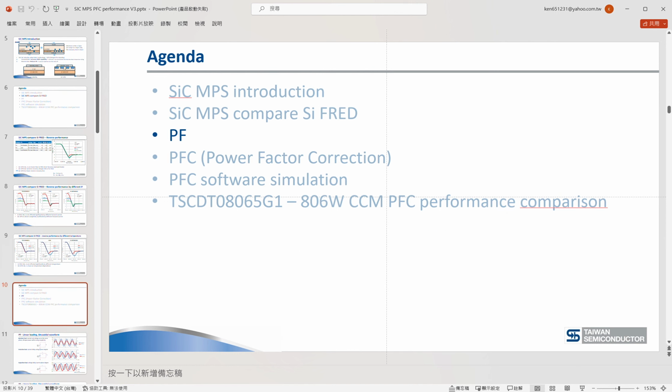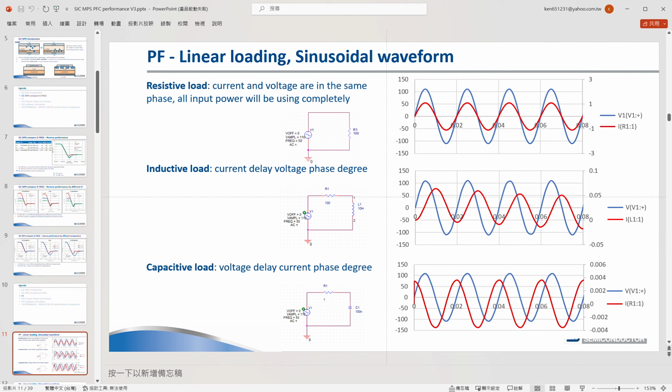So we will take silicon carbide MPS to compare with other competitors in the system board PFC. Before that, I would like to introduce what the power factor is. To discuss power factor, there are two conditions. The first condition: when the loading is linear, the input current is a sinusoidal waveform.